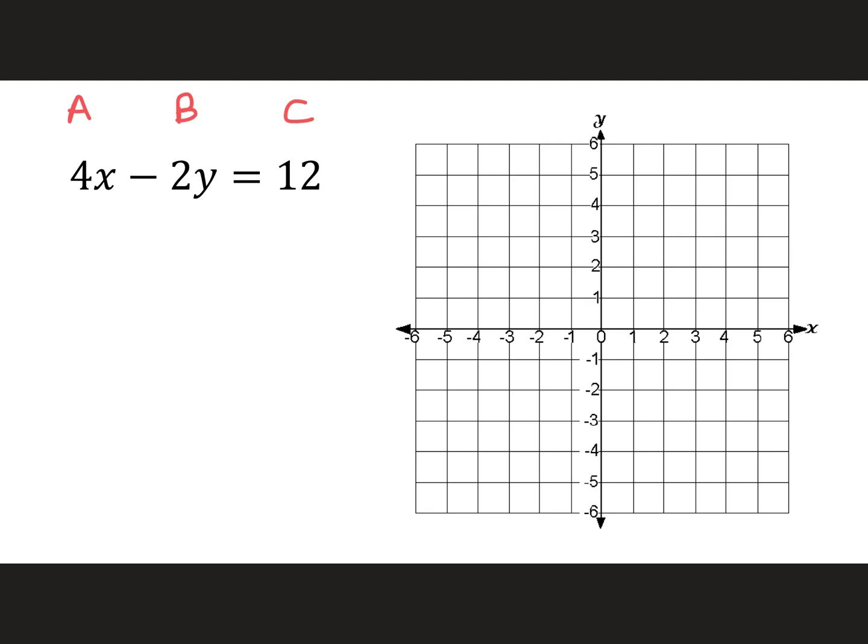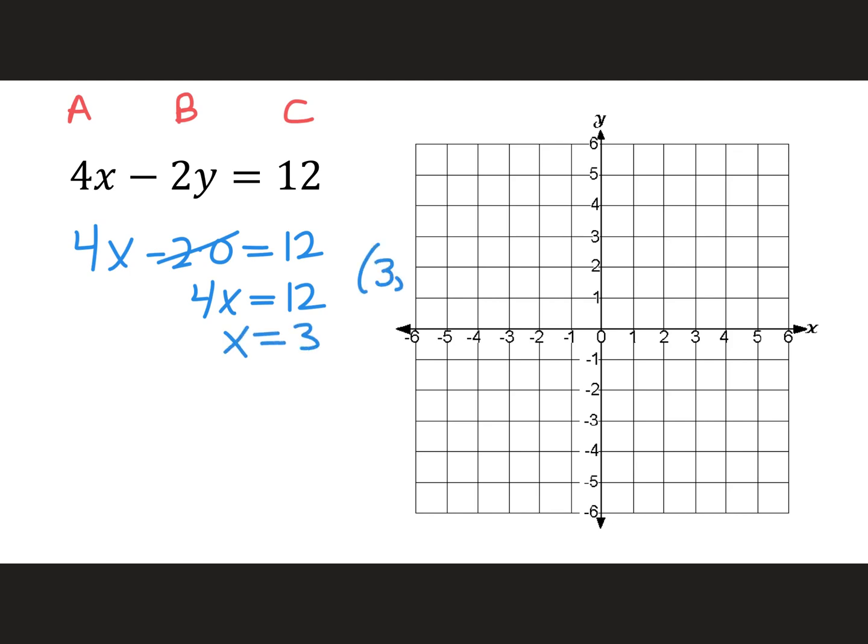Step 1, put a 0 in for y and solve for x. Let me show you what happens when I do that. 4x minus 2 times 0 equals 12. See how that just gets rid of my y value? And then all of a sudden I have 4x equals 12. And that means that x would equal 3. And so I have the ordered pair of when x is 3 and y is 0. That is what we call the x-intercept, because it sits here on the x line.